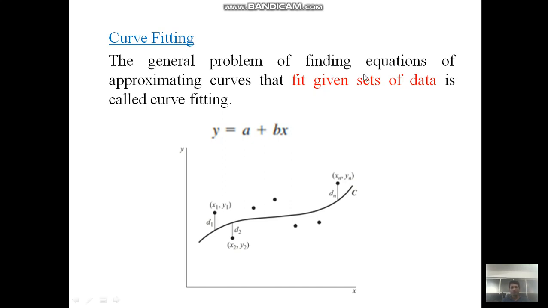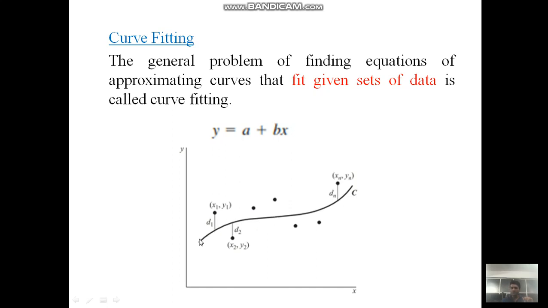Now we have to find the best fitting curve. That is, we have to find the best fit line, and we know that the standard equation of a line is ax plus b, where a and b are constants. So in this figure there are n points: x1, y1 is here, x2, y2 is here, x3, y3 is here, and these are the points x4, y4.